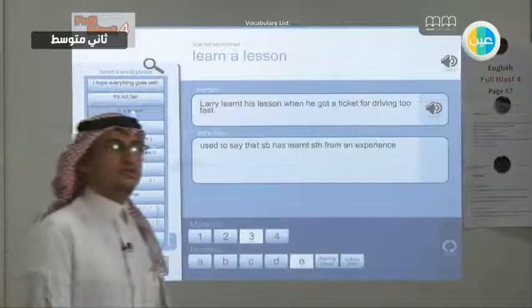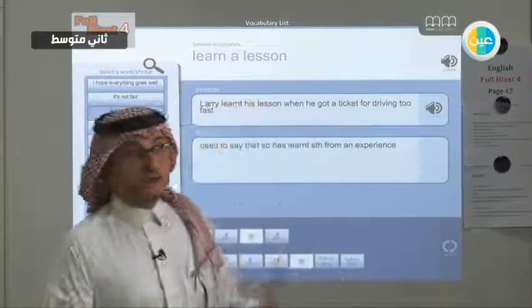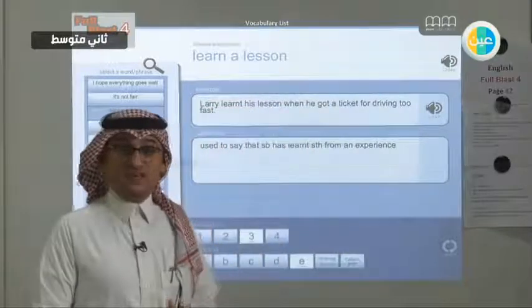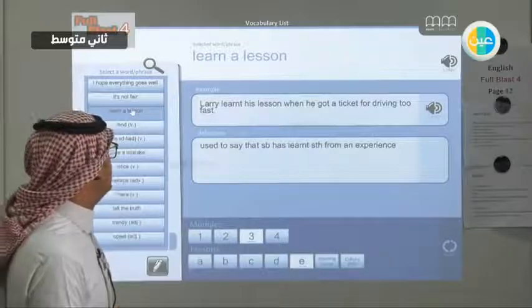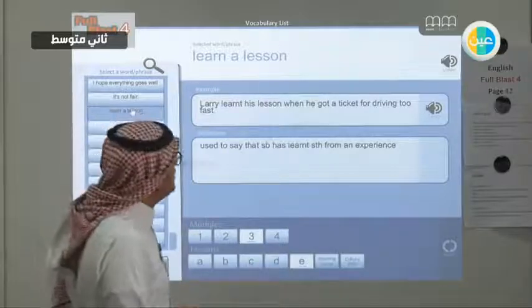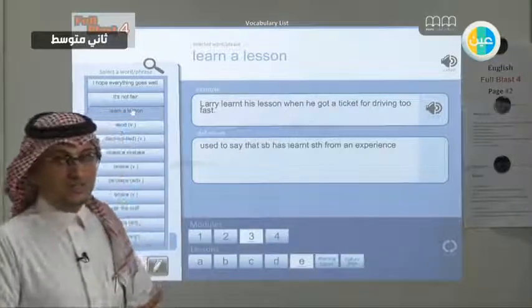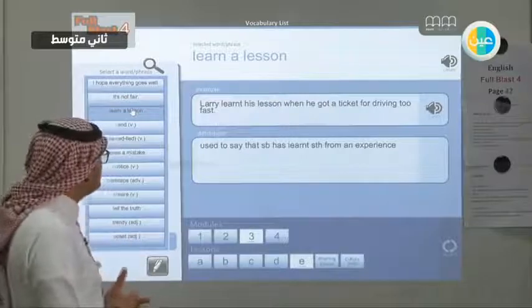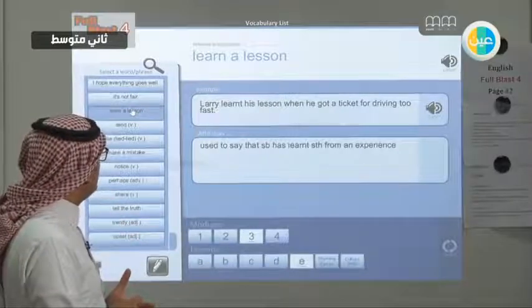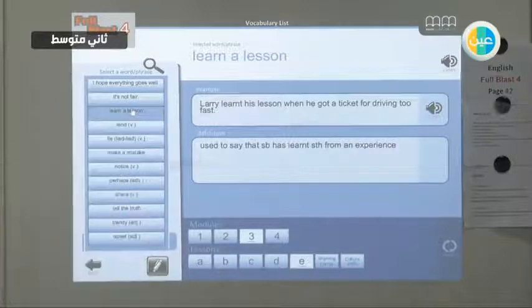Learn a lesson. We learn a lesson from life experience. Okay, at the end. Okay, so I hope he learned his lesson when he got a ticket for driving too fast. Okay, when you get a ticket, you have to learn not to do it again. Okay, moving to the next word.